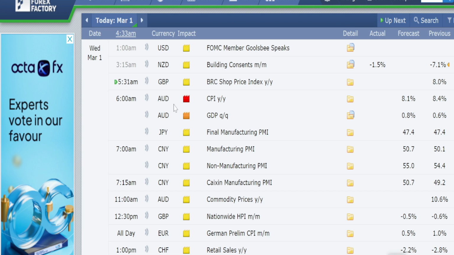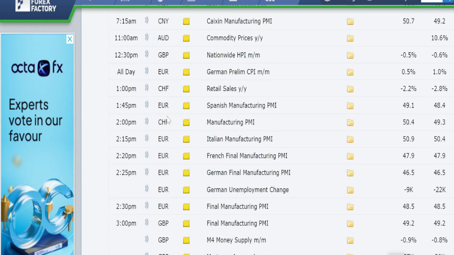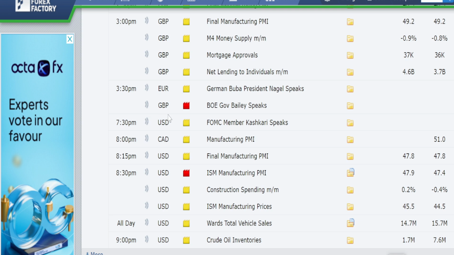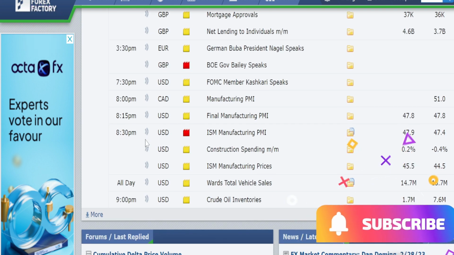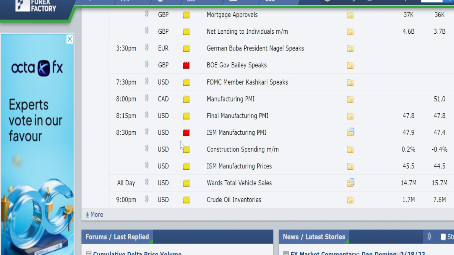At 6 a.m. we have high impact news plan for Australian dollar related currency pairs, followed by a medium impact news. At 3:30 p.m. we have high impact news plan for British pound related currency pairs. And at 8:30 p.m. we have high impact news plan for US dollar related currency pairs.